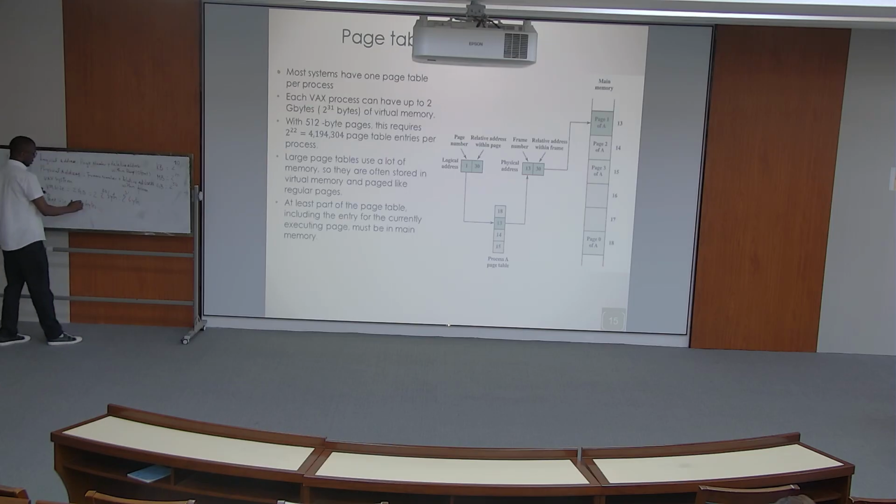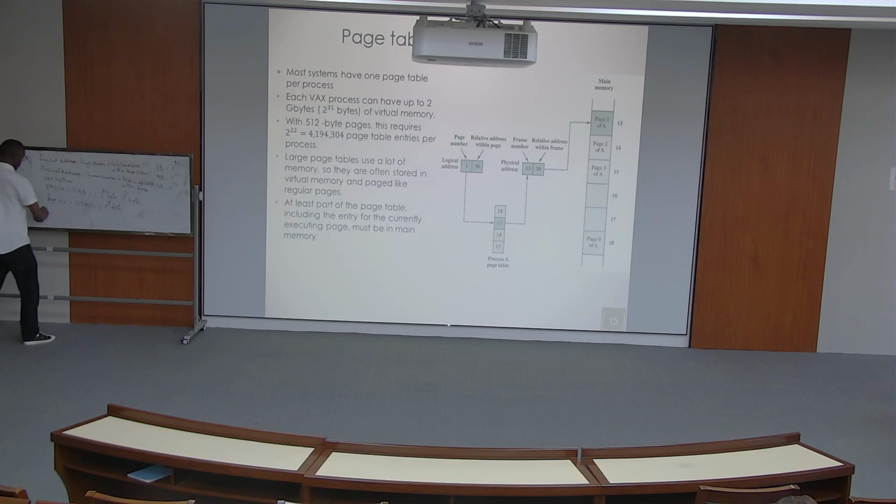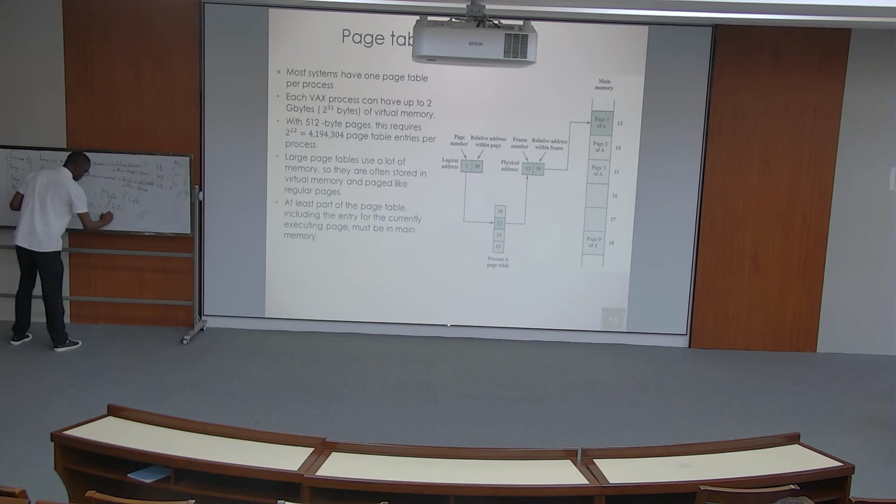Then we have a page size of 512 bytes, that is 2 to the power of 9 bytes. Since we have the virtual memory size, we can get the page table entries. Page table entries equals the VM size divided by the page size. We have 2 to the power of 31 divided by 2 to the power of 9. Then we have 2 to the power of 22 entries.